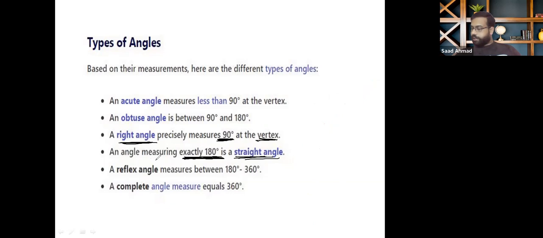The next one is the reflex angle. If the angle is between 180 and 360 degrees, we call that a reflex angle. And a complete angle measure equals 360 degrees.